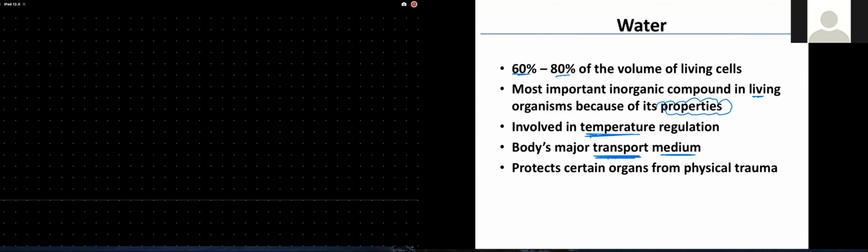So the medium where all the chemical reactions in the cells will be taking place is going to be the water. Also, it's going to be surrounding the different organs. Like the brain, for example, it's surrounded by fluid. We call this fluid surrounding the brain cerebrospinal fluid, or CSF. And the major component of this fluid is going to be water, and this will be reducing the physical trauma. In this example, it protects the brain.